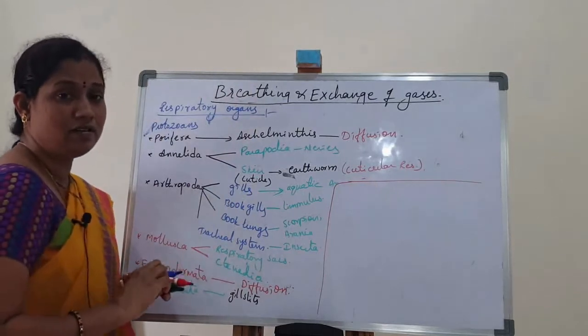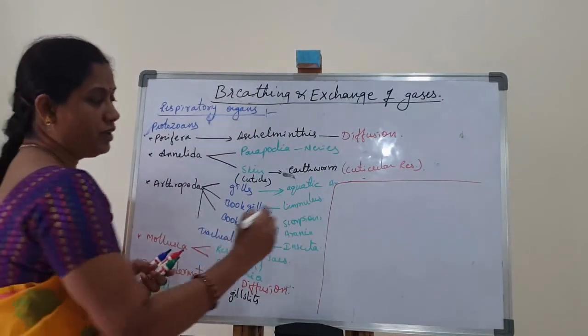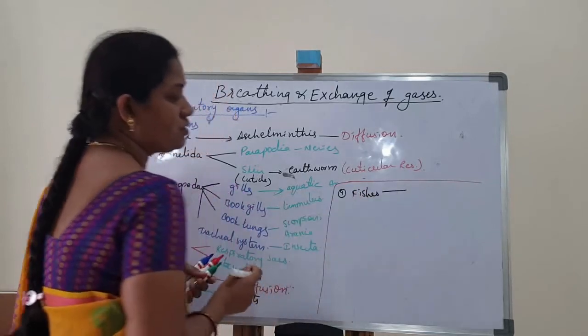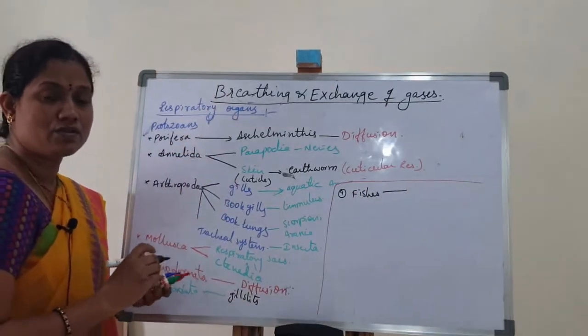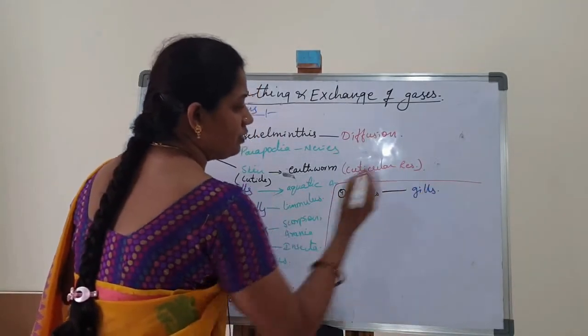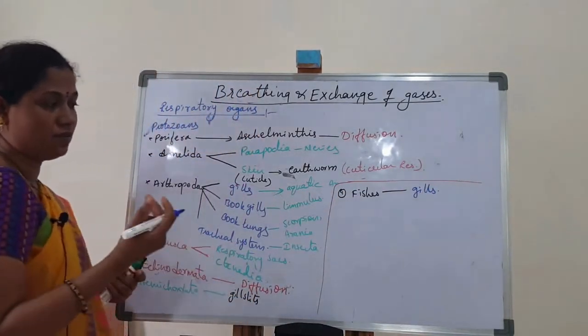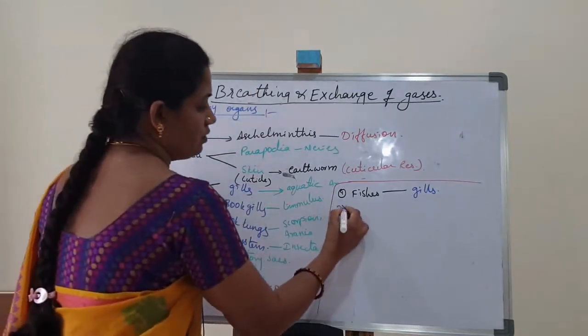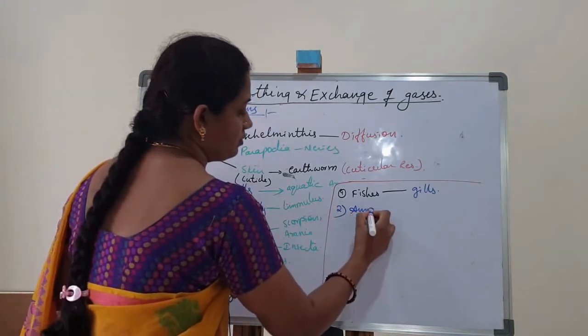Next, in vertebrates, the first class is fishes. Fishes are aquatic organisms, so they have gills. They respire with gills. With the help of gills, the exchange process takes place.